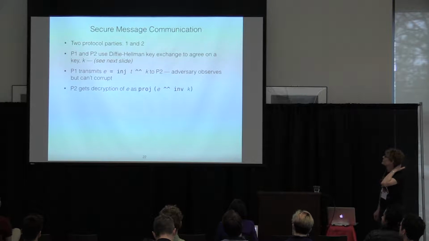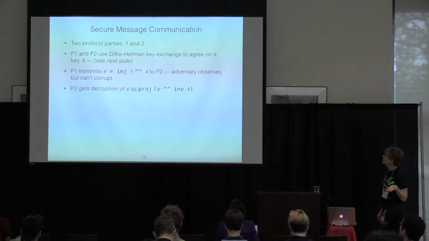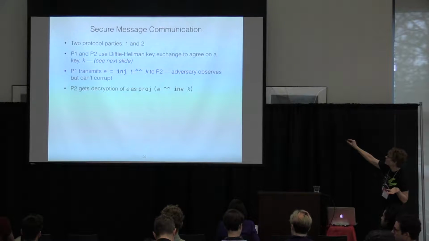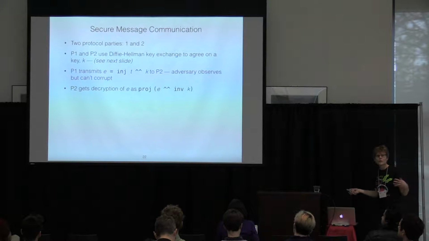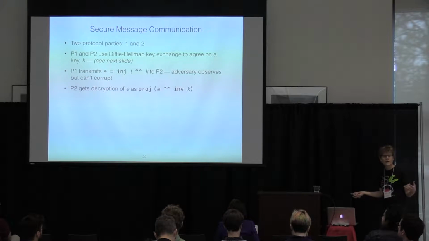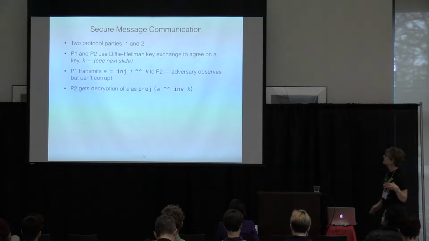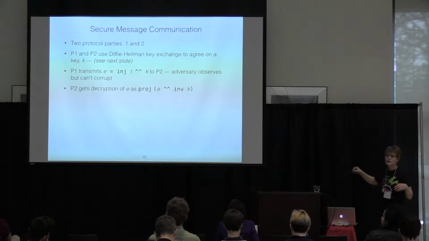And so I'm sure you can see where this will go, but secure message communication here works like this. The parties use Diffie-Hellman key exchange to agree on a key, K, and then party one takes its plain text, injects it into the group, and uses the group operation with the key K to get the encrypted message, sends it over the wire, and we have a model where the adversary can see the transmission, but it can't corrupt it, so it's not allowed to make changes to the message.